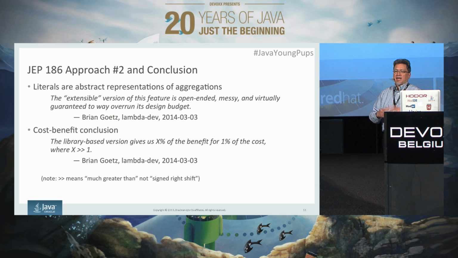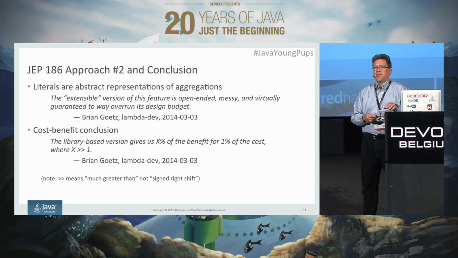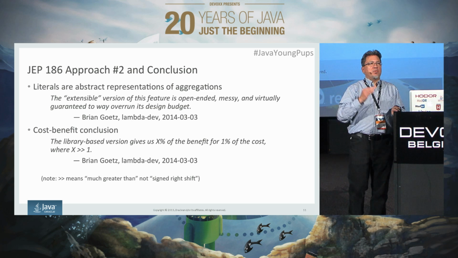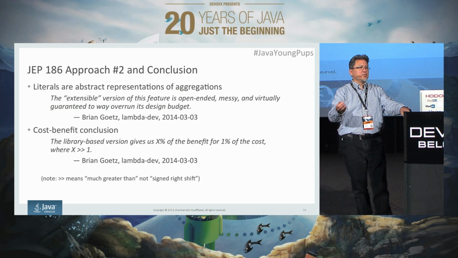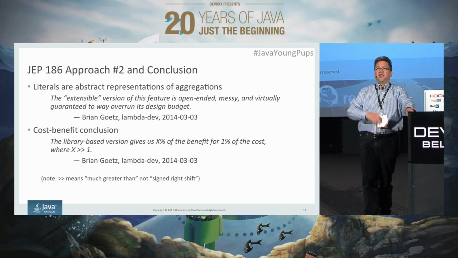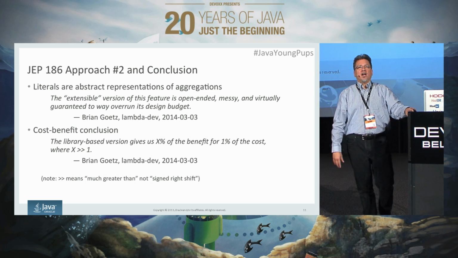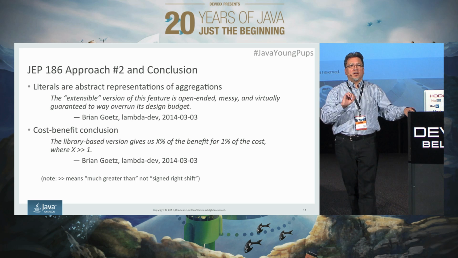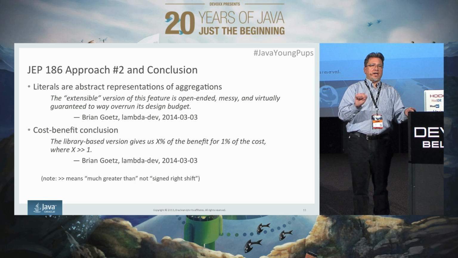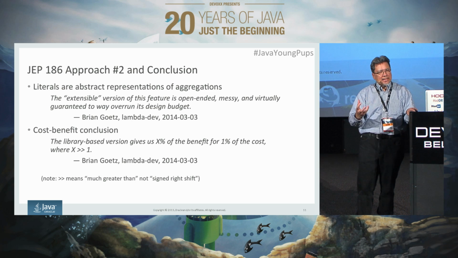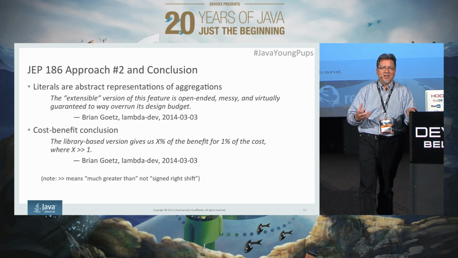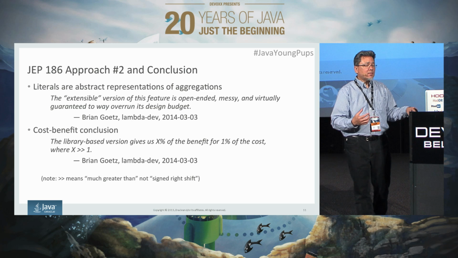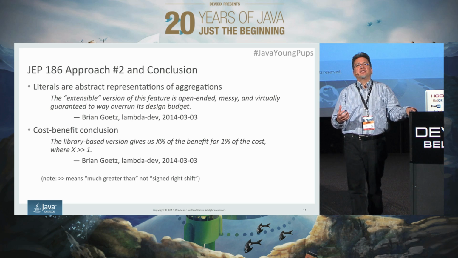It became so messy that it was going to overrun its design budget. So it's not that it's impossible to do, it's just a cost-benefit trade-off. We could go off and design this very complicated, very general, very flexible mechanism for collection literals, but it would be at great cost. And as painful as it is, maybe it's not giving us the benefits that we want.